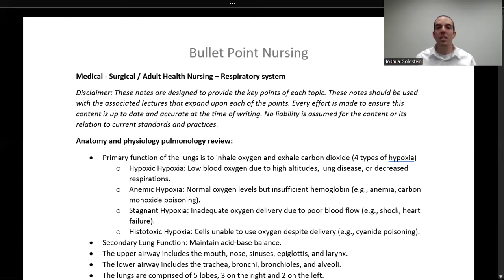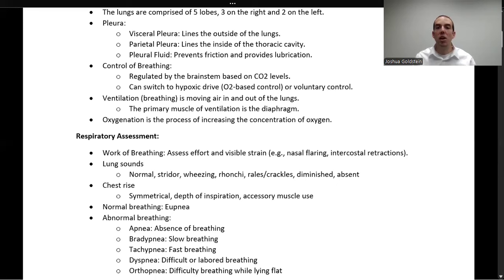The upper airway is going to be your mouth, your nose, your sinus, your epiglottis, and your larynx. The lower airway is going to be your trachea, your bronchi, your bronchioles, and your alveoli. The lungs are composed of 5 lobes, 3 on the right, 2 on the left. The reason we have 2 on the left is because where the third one would be is where our heart is. Next, let's talk about the pleura, because this is the first place students start to get confused.